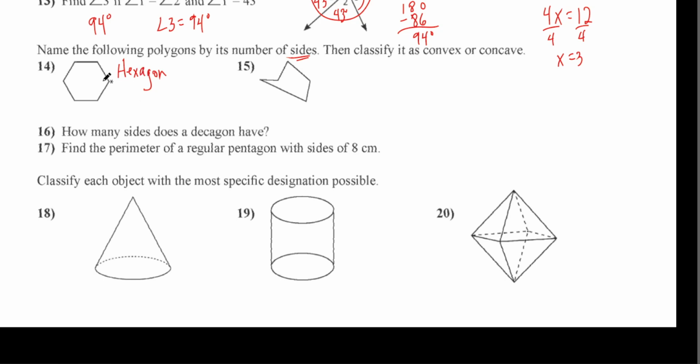Is this convex or concave? It's convex. Remember, concave is when they cave in. See how they do like that? That's concave. Do any of these cave in? No, everything is out, right? Everything pushes out. So this is convex. This is a what? Concave, right? Just by looking at it, you can tell which one's which. How many sides does this one have? 1, 2, 3, 4, 5. So we call it a pentagon.